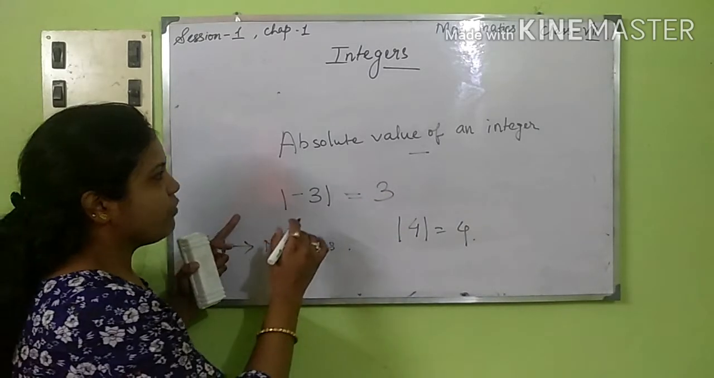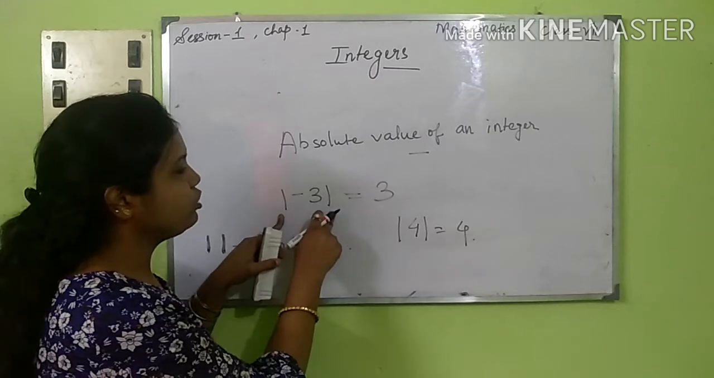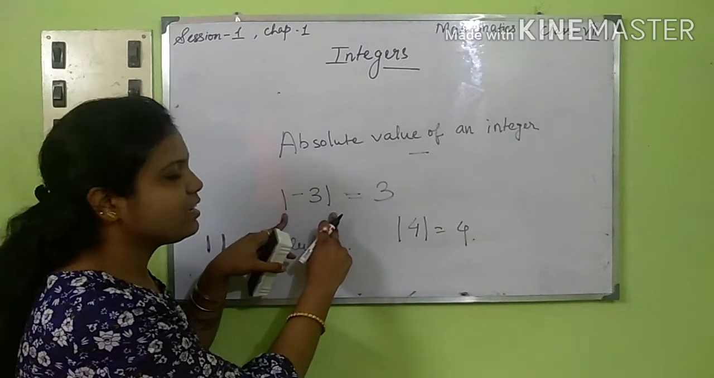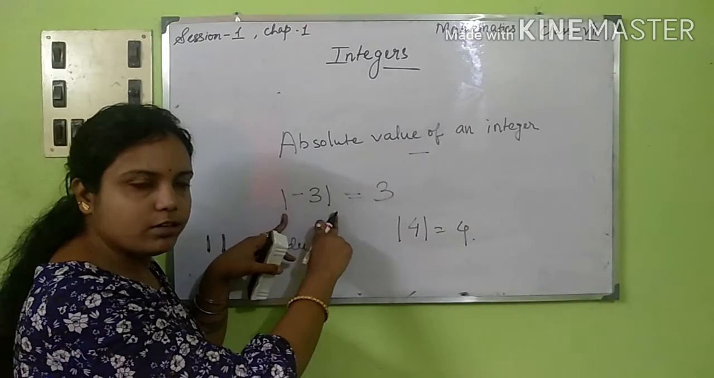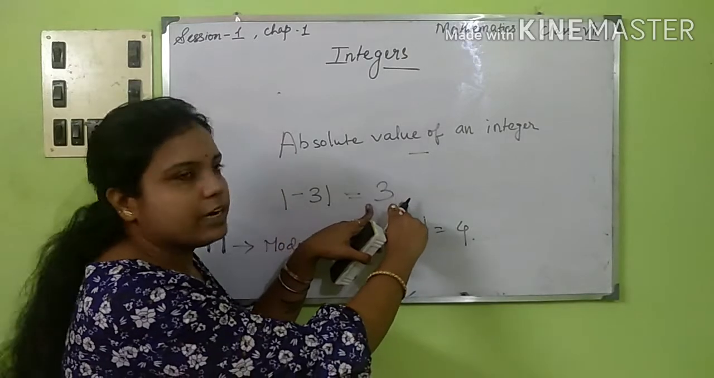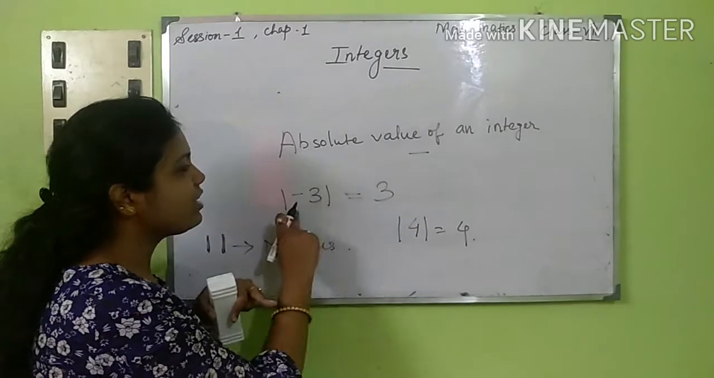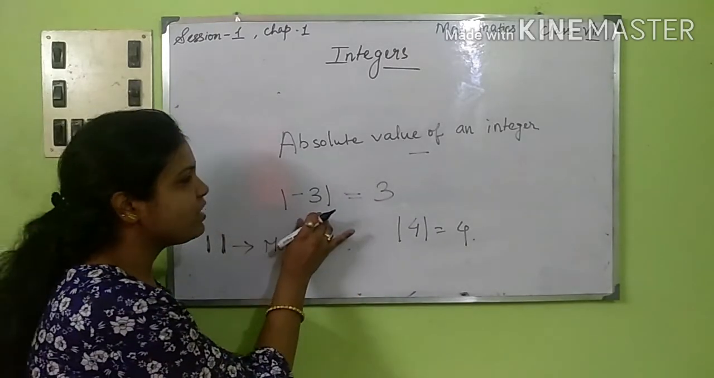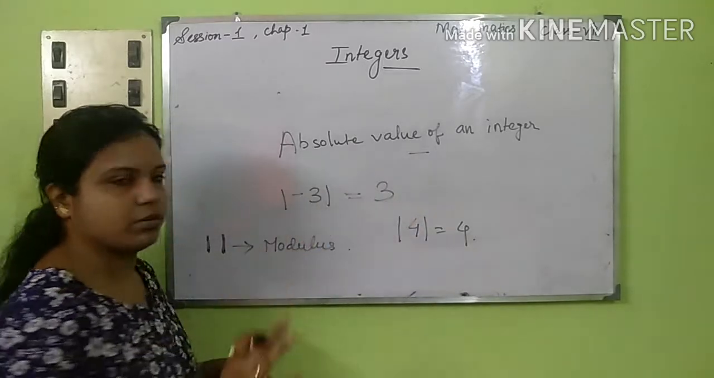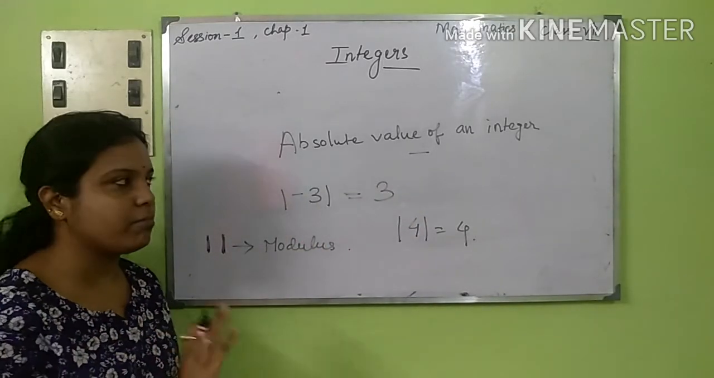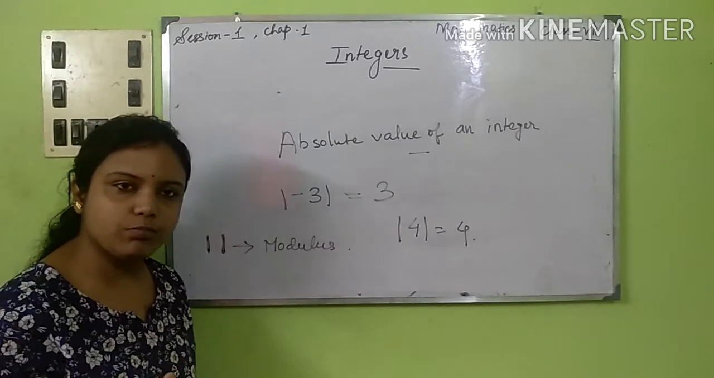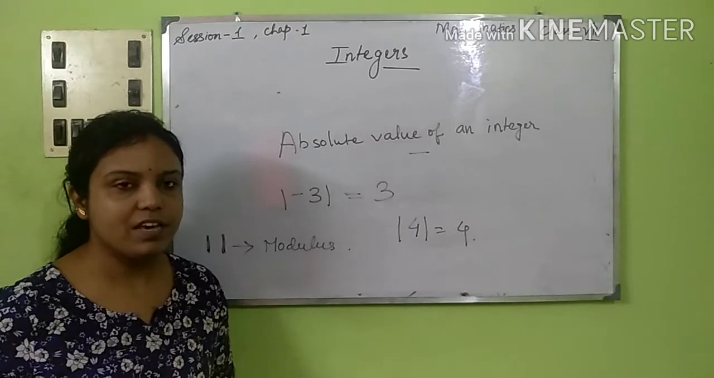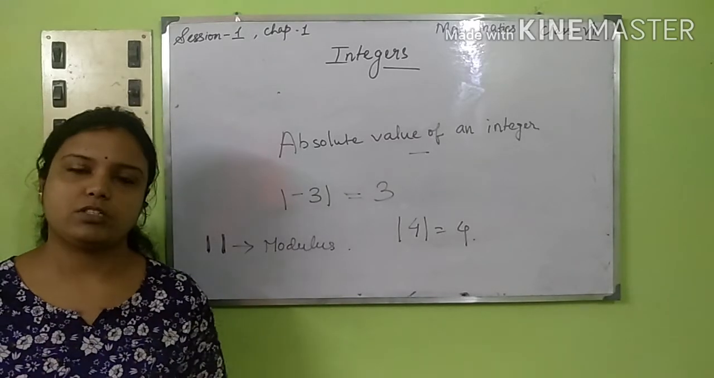We find the absolute value just by taking the modulus of that particular negative integer. Whenever we take the modulus of a negative integer, we get the positive number. We never get a negative number back. From a negative number, when we take the modulus, we get the positive number. I hope I am clear because I have repeated this a number of times. Absolute value means taking the modulus of that particular integer. If it is negative, it will become positive. If it is positive, it will remain positive.